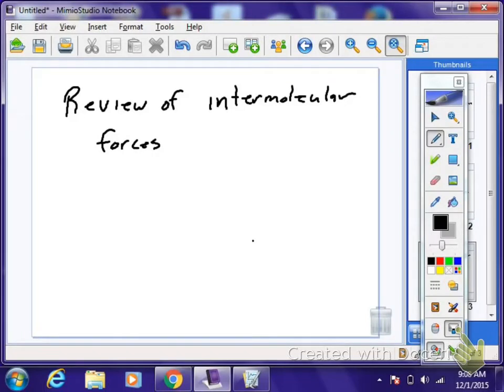Intermolecular forces. There's 3 types. What are those 3 types, according to your notes? Okay, we got dipole-dipole forces. Well, what has to be present for us to have a dipole-dipole force? What do we have to have?